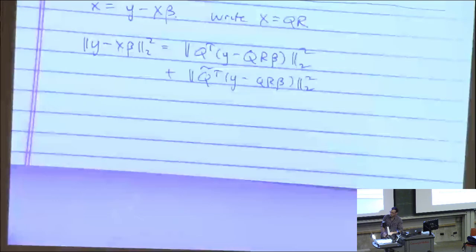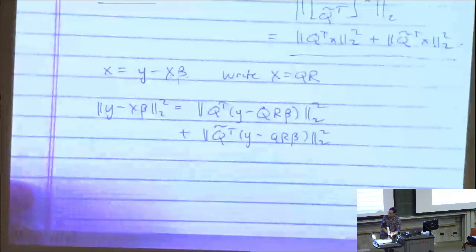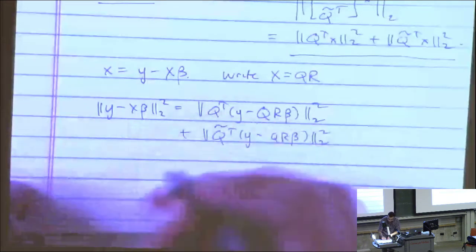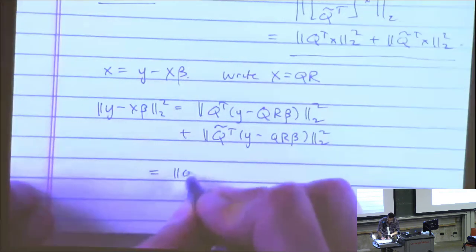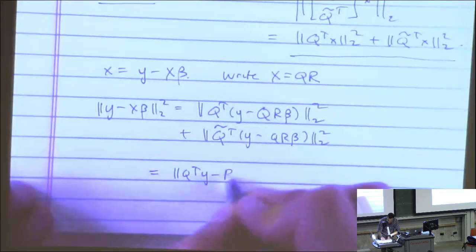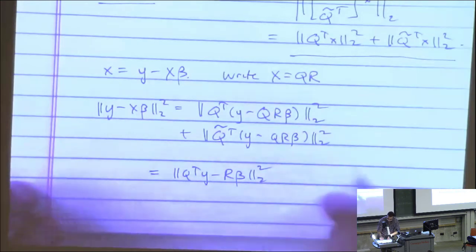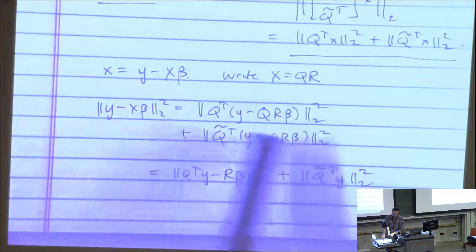Okay, I'm just applying this identity that we derived to the residual y minus x beta. So the criterion of the least squares problem I can write like this. The first term here I can multiply through by Q transpose, and I just get Q transpose y minus R times beta squared. And the second term I can multiply through by Q tilde transpose, and I just get Q tilde transpose y squared. So what happened to Q tilde times the second term?